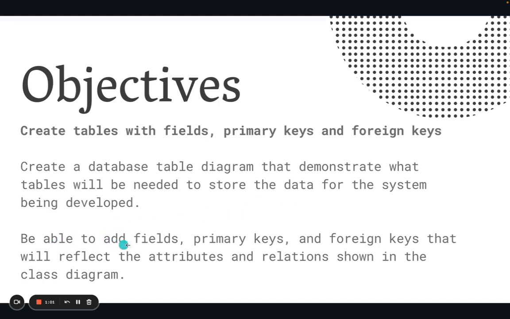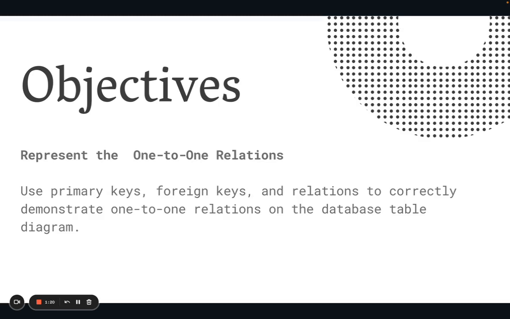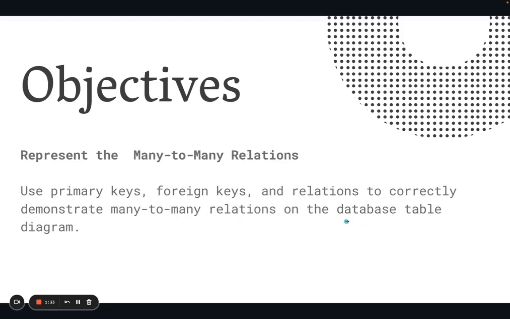We will want to be able to add fields, primary keys, and foreign keys that will reflect the attributes and relations shown in the class diagram. So we will begin our journey of creating database table diagrams with our already created class diagram. The first kind of relationship we will represent is going to be one-to-one. These use primary keys and foreign keys and relationship lines to correctly demonstrate one-to-one relationships on the database table diagram.